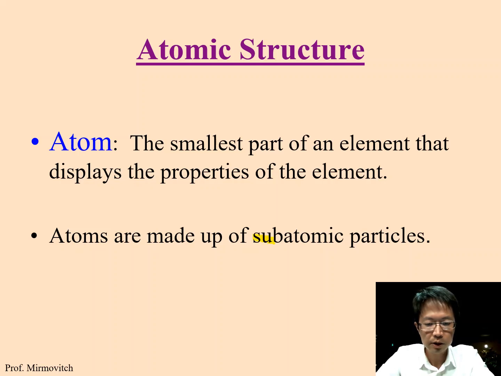As I mentioned previously, subatomic particles. What are the subatomic particles? If you break down an atom, then you get proton, neutron, and electron. We call these three the subatomic particles.